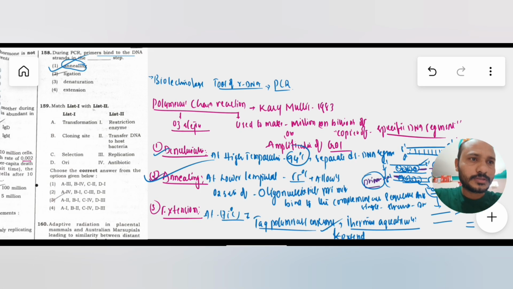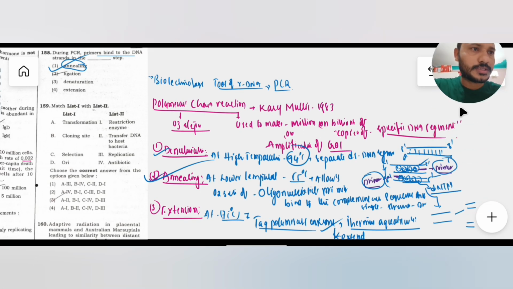In here we already discussed that in the annealing step, at lower temperature, the oligonucleotide primer binds to the complementary sequence of the DNA strands. So the right answer is annealing.